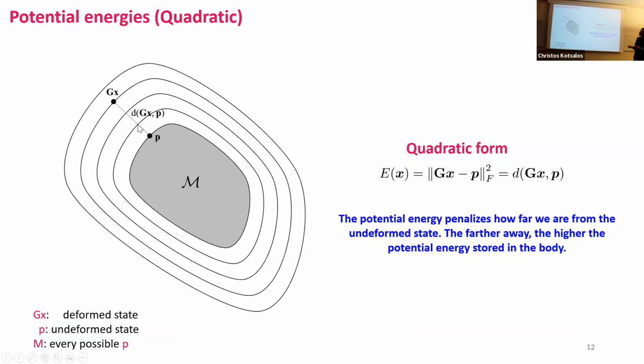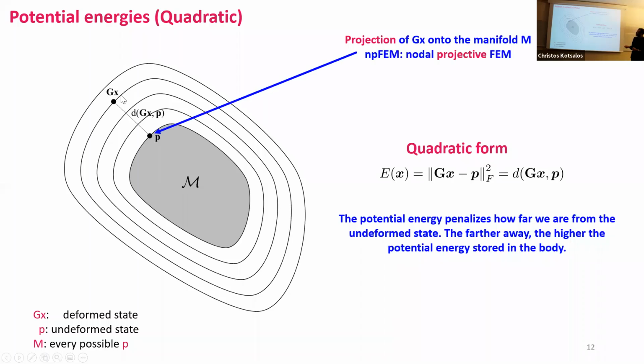So here is the Gx, and here is P, the undeformed state. And here M is this manifold that is formed if we take into account every possible deformed state. So a detail here that I would like to talk about is that this Gx over here is the projection. So P is the projection of Gx onto the manifold M. So again, one more time, NPFM stands for nodal projected finite elements, and the projective part of my solver comes actually from this projection. So in a sense, nature tries to find the minimum distance in order to go back to its undeformed state.